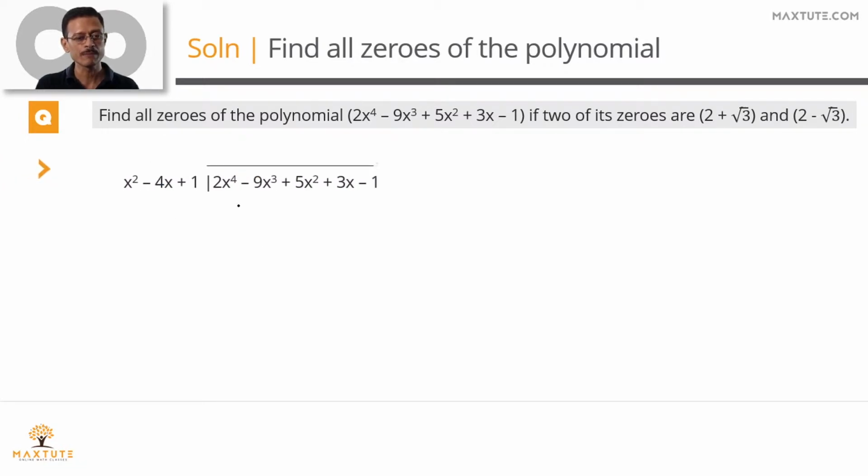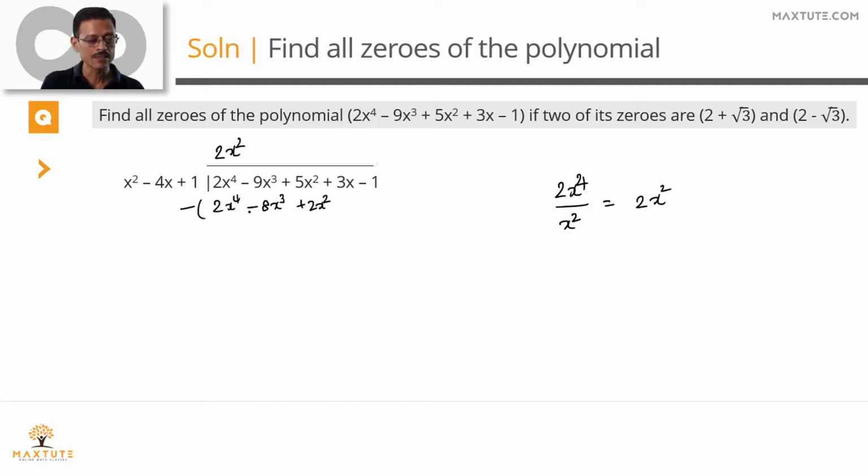This is how the division starts. What is the first term of our quotient? Pick this 2x power 4 divided by the first term of our divisor, which is x square. So the first term of the quotient is going to be 2x square. Multiply all terms of the divisor with this 2x square and write down here. 2x square into x square is 2x power 4. 2x square into minus 4x is a minus 8x cube. 2x square into plus 1 is a plus 2x square. Let's subtract this entire term from it.